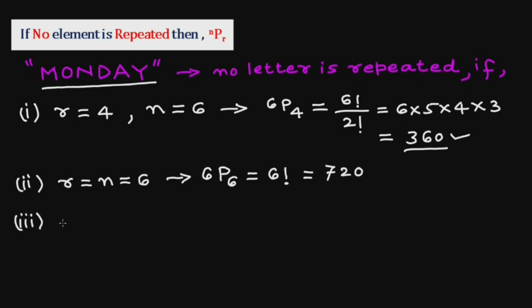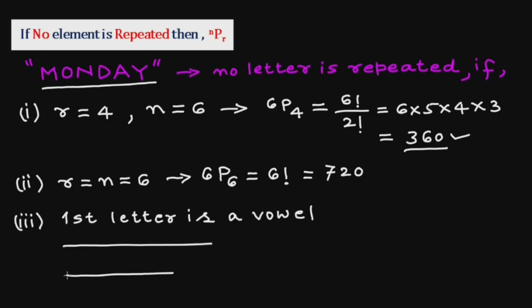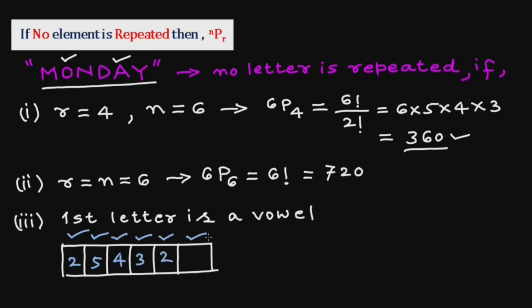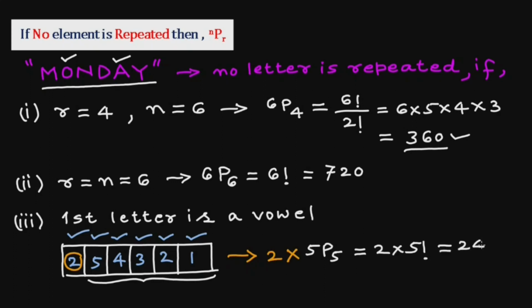Number 3: all letters are used, but the first letter is a vowel. 6 vacant places are to be filled. There are 2 vowels in the word MONDAY, O and A. So the first place will be filled in 2 different ways. Second, in 6 minus 1, 5 different ways. Third, 4 different ways. Fourth, 3 different ways. Fifth, 2 different ways. And sixth place in 1 way. So the total number of words formed will be 2 multiplied by 5P5, which is 2 multiplied by 5 factorial. So total 240 words.